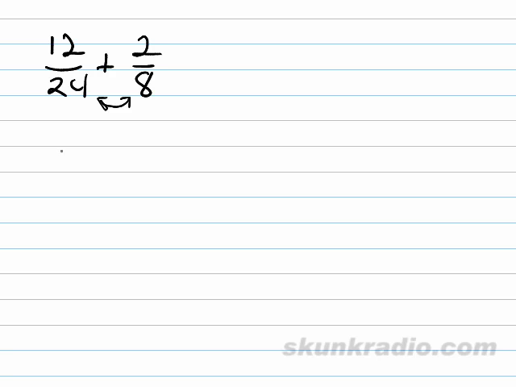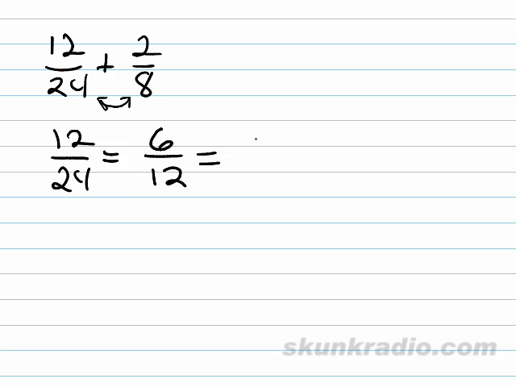So let's start with the 12 over 24 fraction. Let me rewrite it down here, and then let's go through the same steps. We'll divide the top and the bottom number by 2, and so 12 divided by 2 is 6, and then 24 divided by 2 is 12. Okay, and then I can do it one more time.